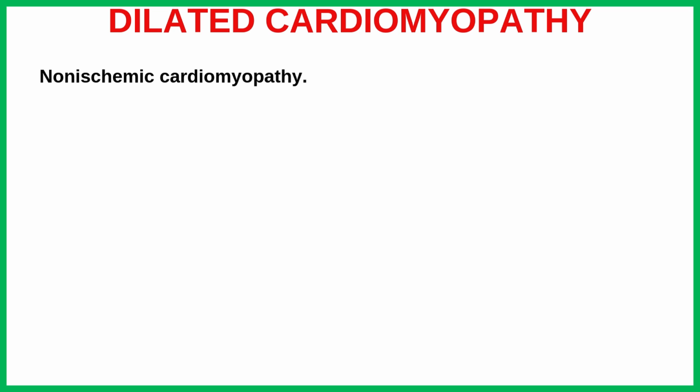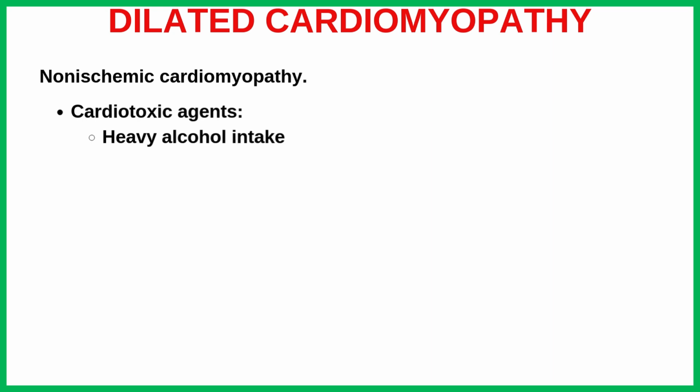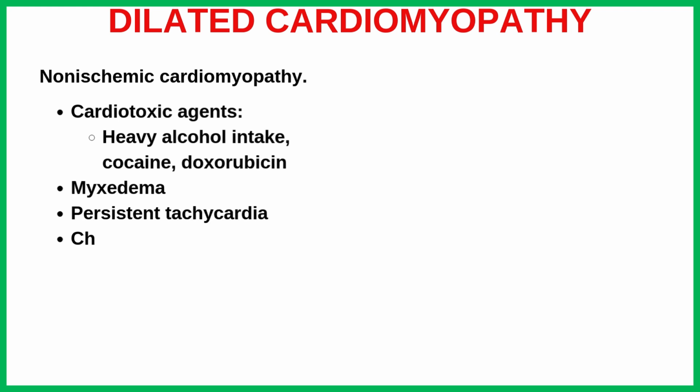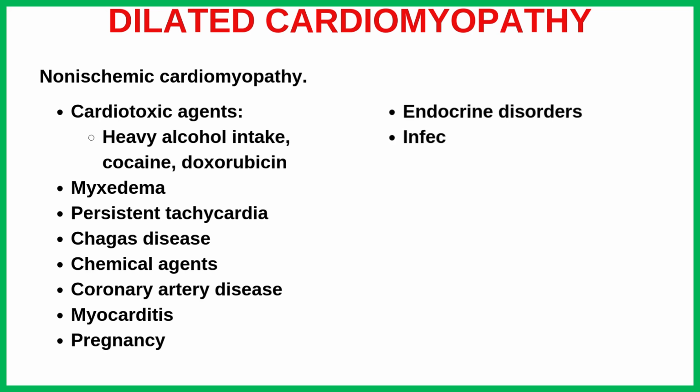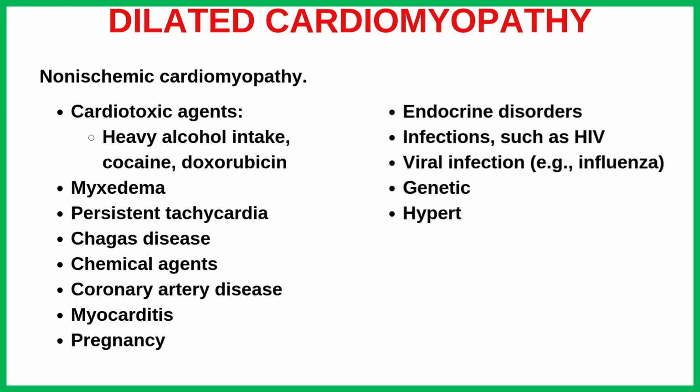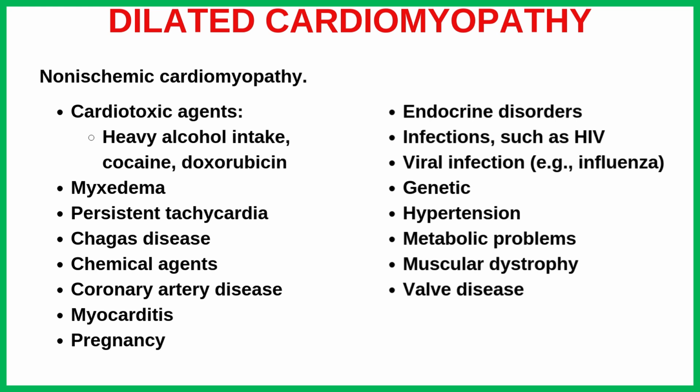More than 75 conditions and diseases may cause dilated cardiomyopathy, including the use of cardiotoxic agents such as heavy alcohol, cocaine, and doxorubicin. Doxorubicin is a chemotherapeutic medication. Other causes include persistent tachycardia, Chagas disease, chemical agents, coronary artery diseases, myocarditis, pregnancy, endocrine disorders such as thyroid diseases, infections such as HIV, and viral infections such as influenza. It may be genetic. It may be caused by hypertension, metabolic problems, muscular dystrophy, valve diseases. These diseases can cause dilated cardiomyopathy.